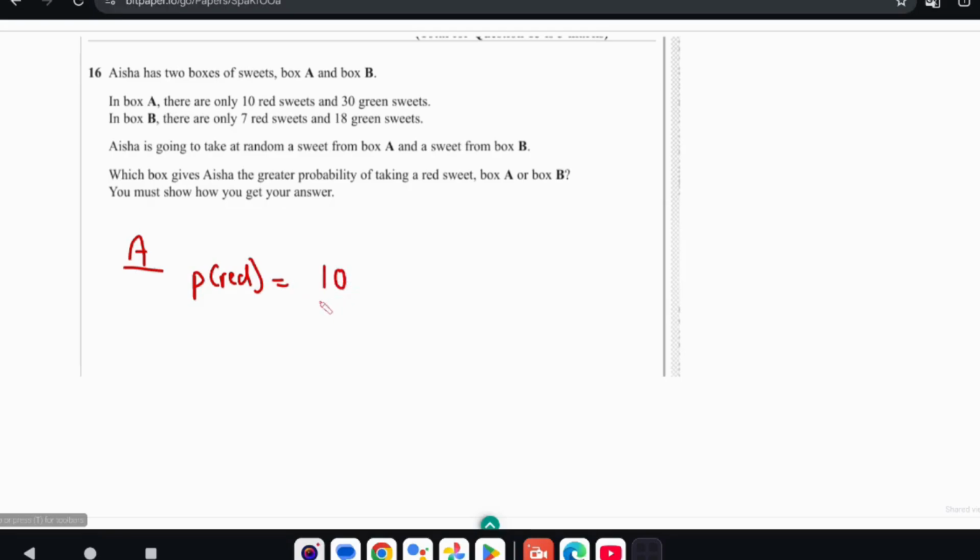Now let's look at the probability from box A of getting a red sweet. How many red sweets are there? 10. How many sweets are there in total? 40. Now I'm going to simplify that. A quarter. So I divided the numerator and denominator by 10. Box B. Probability of getting a red is 7 out of, how many have we got in total? 7 out of 25. Okay, it's difficult to compare those fractions at the moment. I'm going to turn them into percentages.